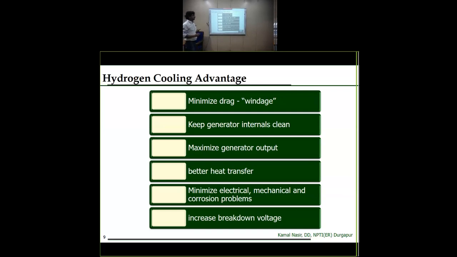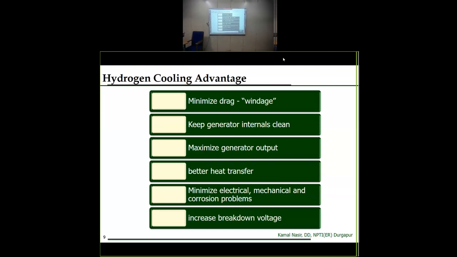Then the density of hydrogen is very much less compared to air. So the windage loss will be less. Again, as the density is less, the noise of the air circulating when the rotor is rotating will be less. So hydrogen cooled generators are less noisy than air cooled generators. Then we have better heat transfer. Why better heat transfer? Because the same amount of hydrogen carries 14 times more heat than that of air, and it can more effectively transmit heat from a heated surface to a colder surface. So we have better heat transfer.